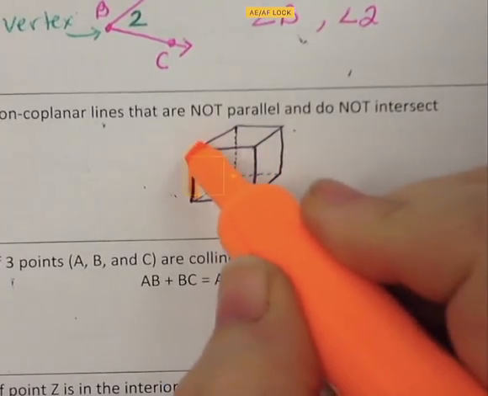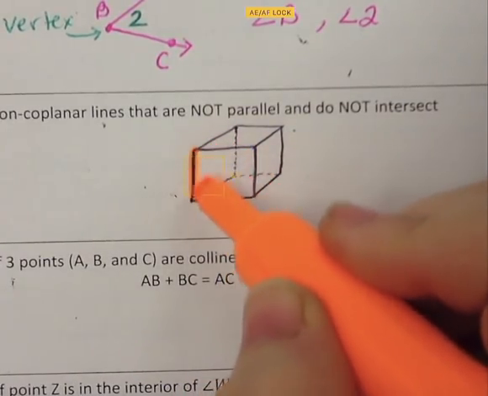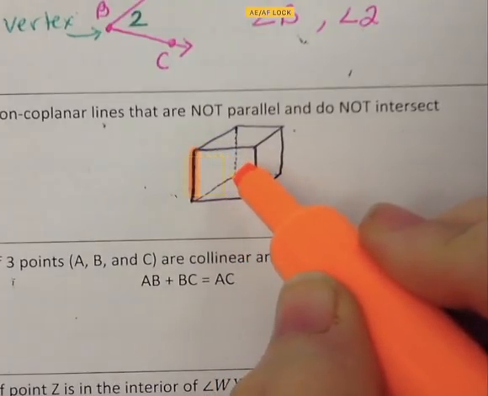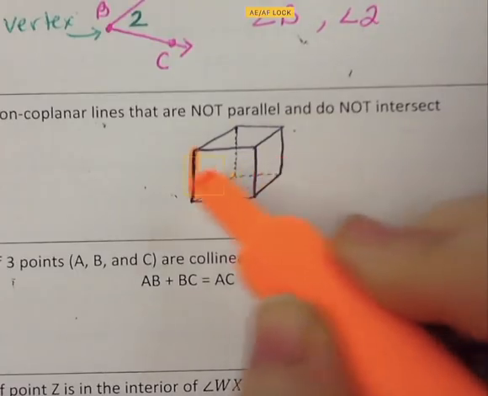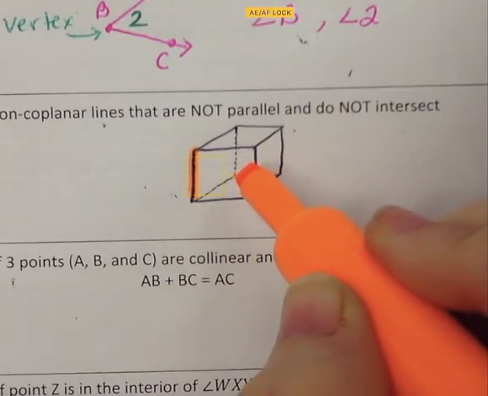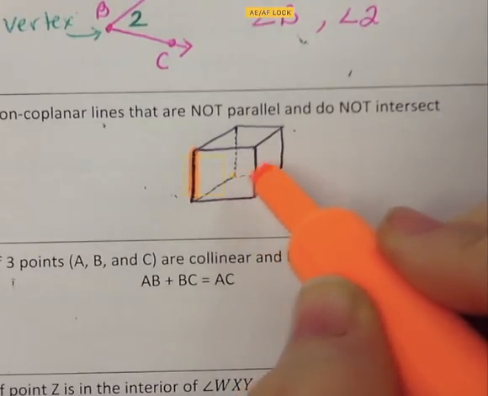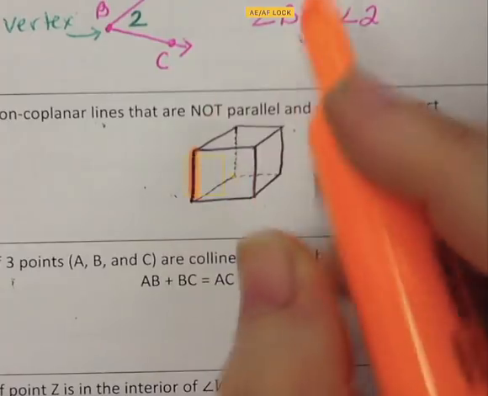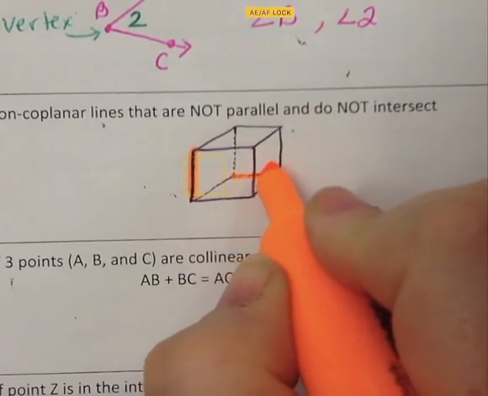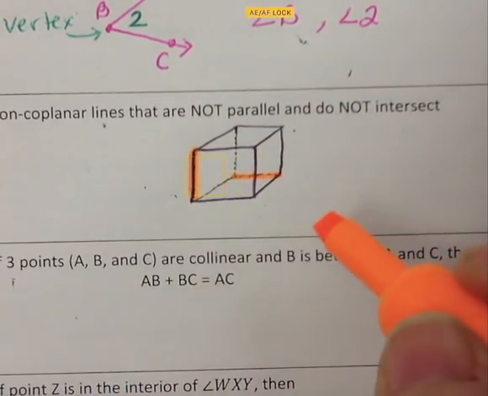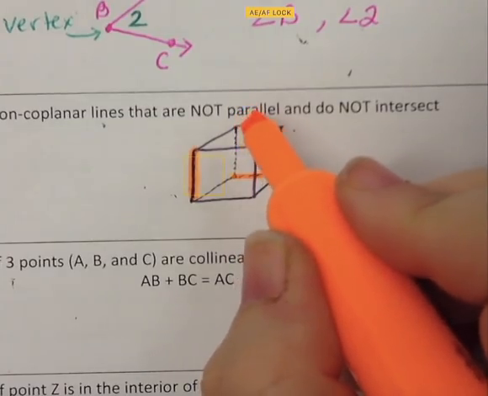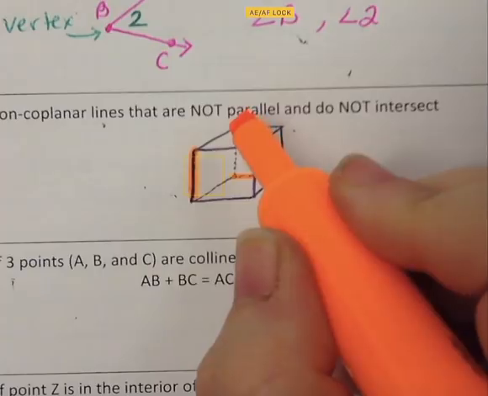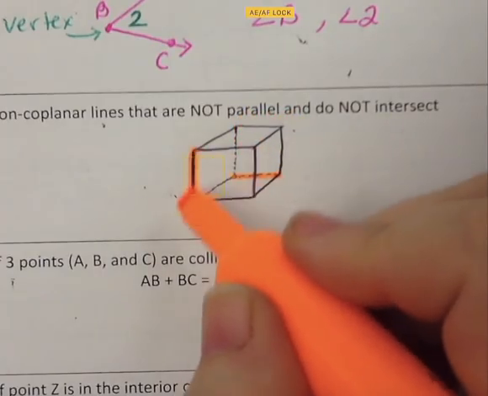I want it to be non-parallel and non-intersecting to this line right here. This line back here, the back bottom part, is not touching this orange, and it also is not going in the same direction because it's going horizontally instead of vertically. So this line is actually skew to my orange. This line, this top of the back, is also skew to the orange.